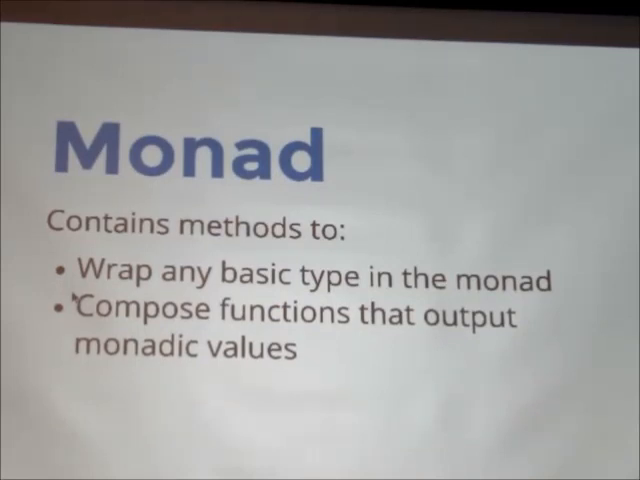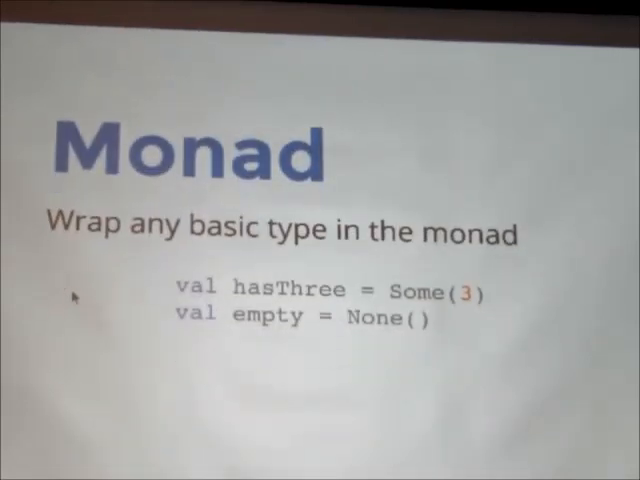So a monad basically contains two methods. One just wraps any basic type in a monad, and another helps compose functions that output monadic values. I will explain what that means. In the first case, it's pretty simple. You just need some way of instantiating a monad, of wrapping some type in a monad. In the case of an optional, if you have a value, you wrap it with a some. If you have no value, you wrap it in a none.